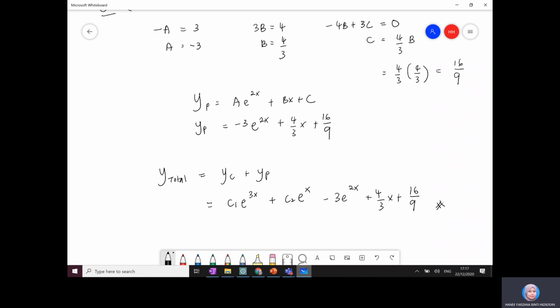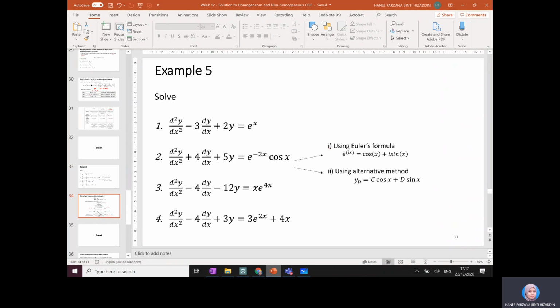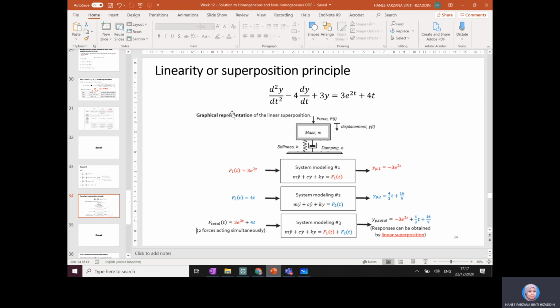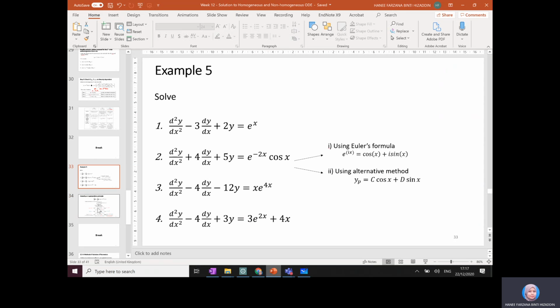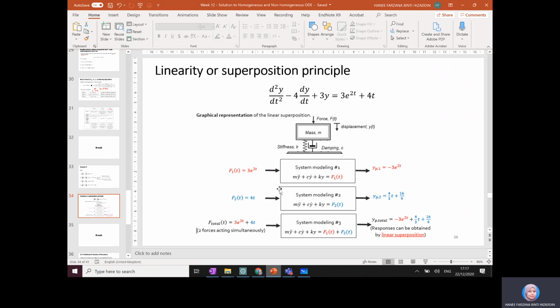Yep, that's all for this example number 4. Actually, in this example, this is a graphical representation of the linear superposition for example number 4 here. So if you see this ODE, it's the same as what is being shown here.